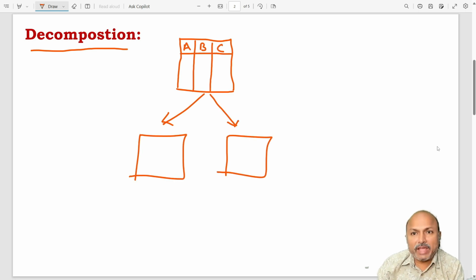Suppose you have a table like this with attributes A, B, C. If it has redundancy, to increase the quality of the database, we need to reduce the redundancy. To reduce the redundancy, we need to divide one table into two tables. Then the decomposed tables are free from redundancy.